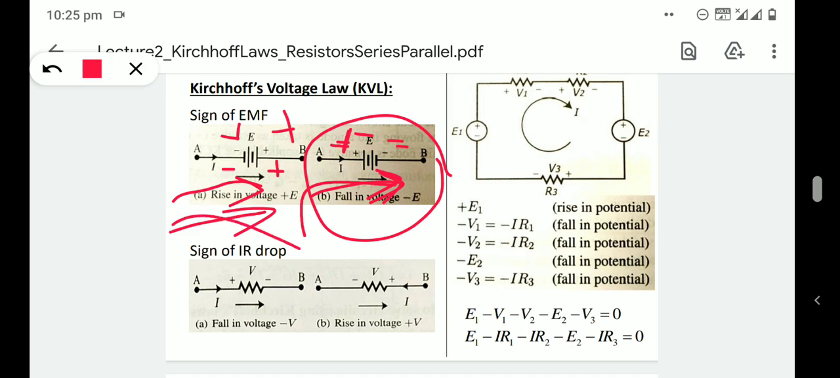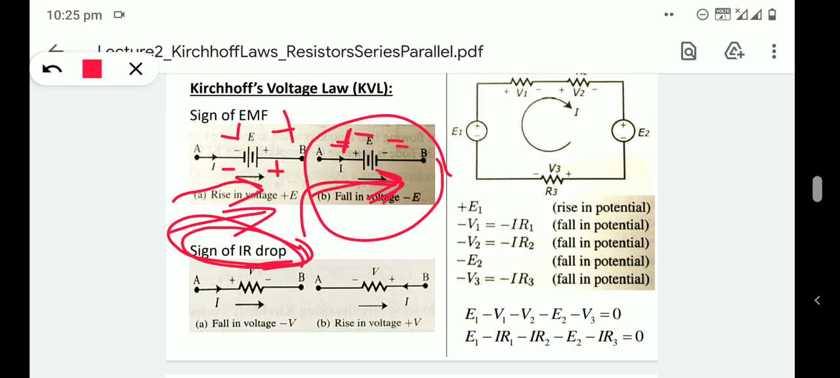Then how can we fix the sign of voltage across a resistance, or voltage drop across a resistance? Voltage drop across a resistance is again called IR drop. It is because the current into that resistance gives the voltage drop across that resistance. That's why the voltage drop across a resistance is called IR drop. So how can we fix the sign of voltage drop across a resistance?